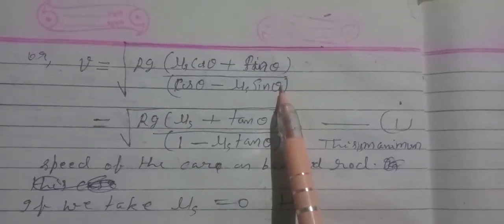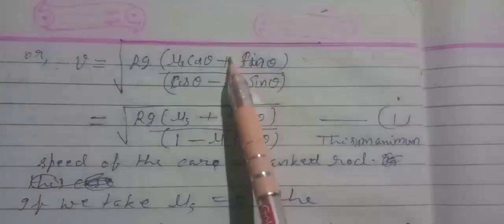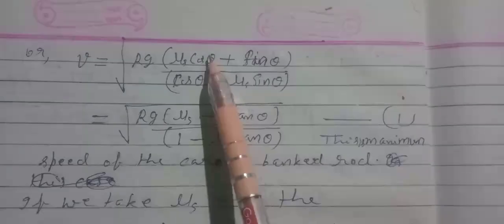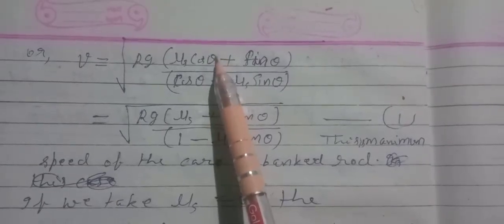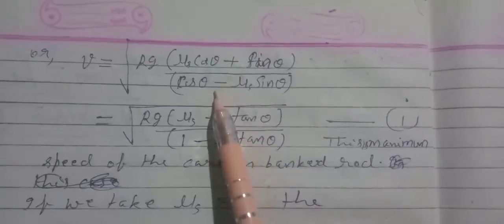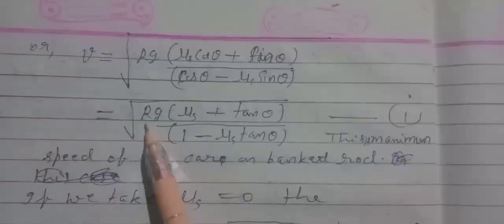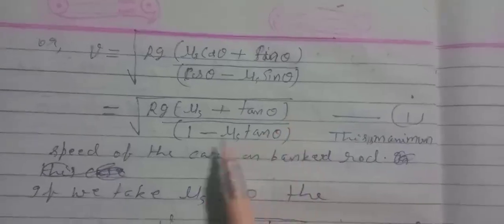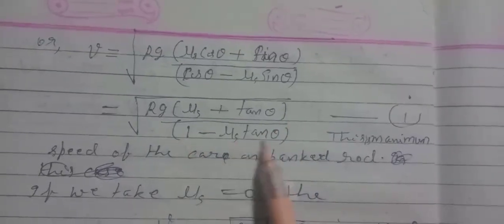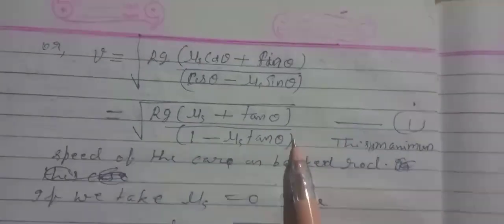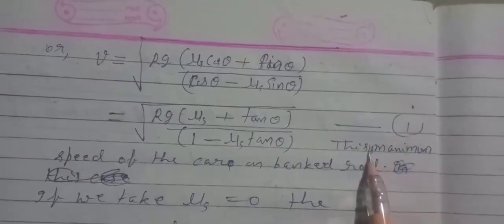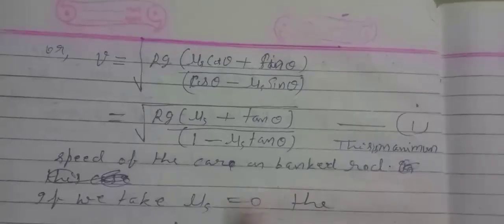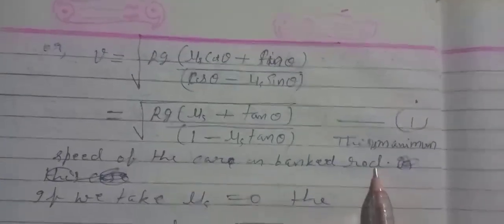Now dividing the upper term and the lower term by cos theta, we get v equals the square root of rg into (mu_s plus tan theta) divided by (1 minus mu_s tan theta). This is the maximum speed of the car on a banked road.